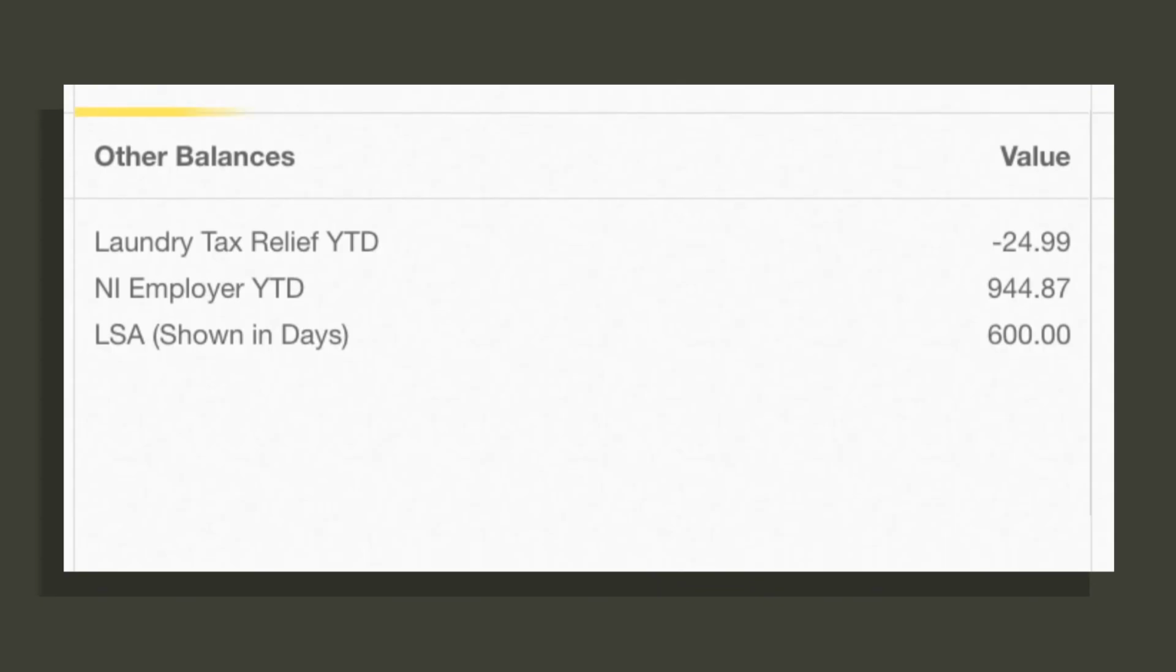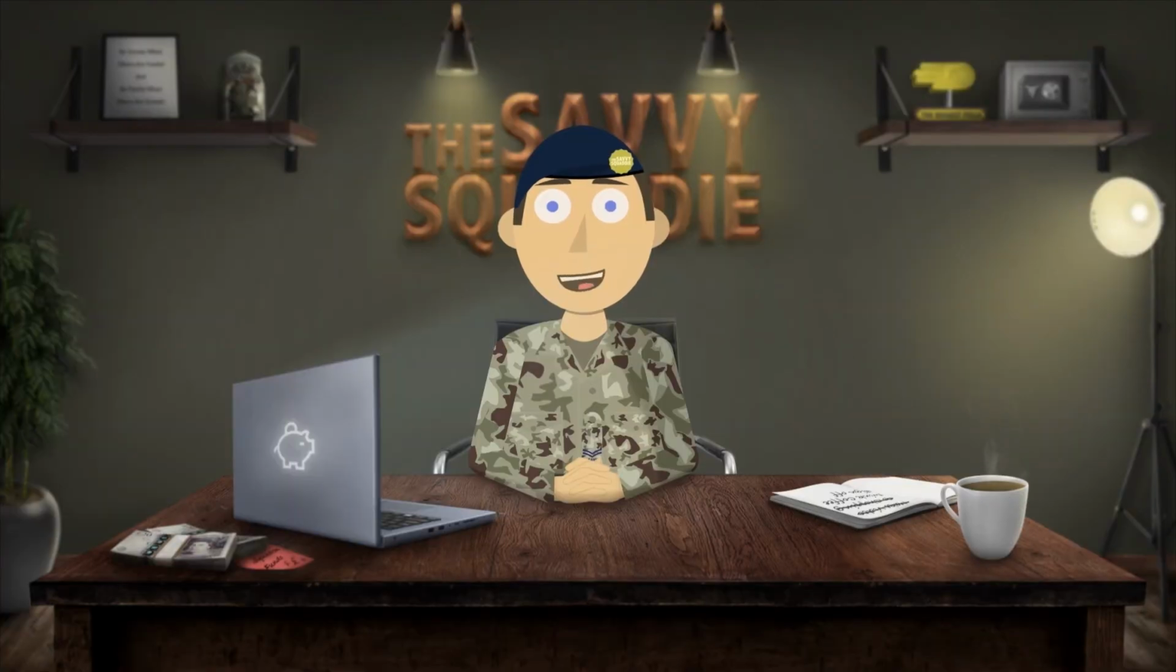Directly beneath that are other balances. This can show a number of different things, but with mine it's showing me my employer's total national insurance contribution year to date, and it also shows my total LSA days and my laundry tax relief year to date. Because we are required to wear a uniform for work, but our employer does not pay to maintain or launder it, we can claim the tax back on that.